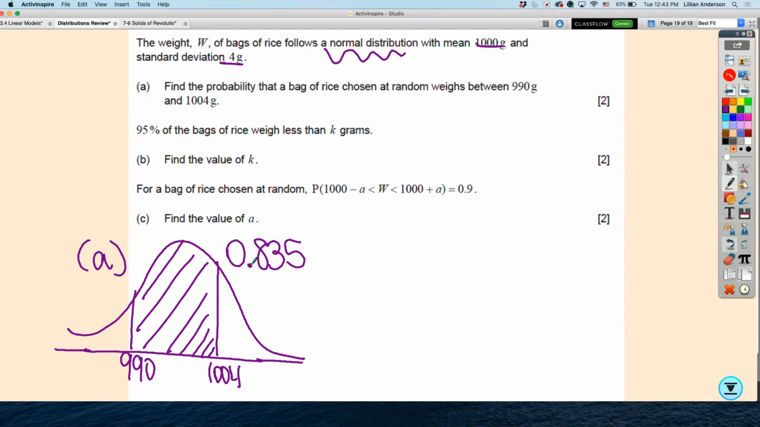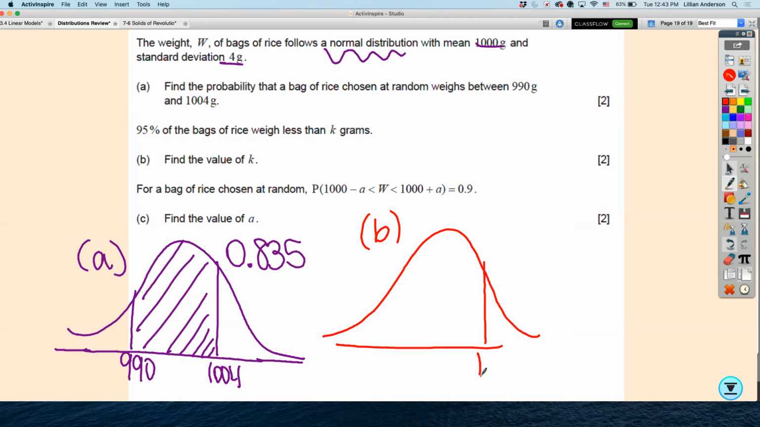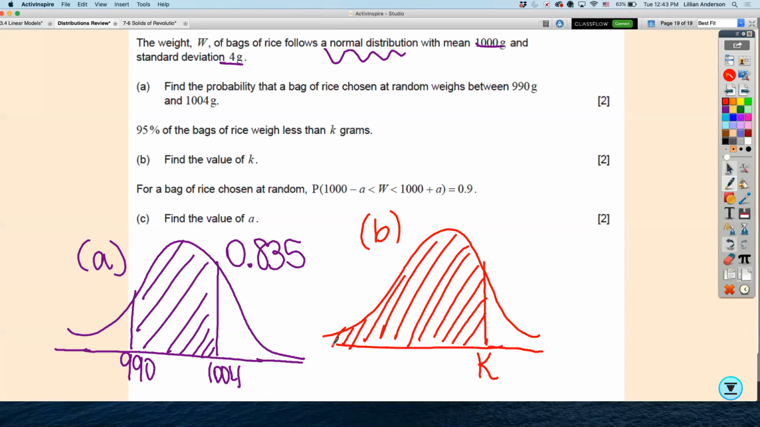Now it says 95% of the bags weigh less than K grams. They're giving you your percentage, AKA your probability. You are looking for the X value. So 95% weigh less than K grams. Am I shading to the right or to the left? Left. Okay. Because 95% weigh less than K grams. So this is the work, this is the method, this is how I can get those method points, by showing the normal distribution curve with the correct shading.